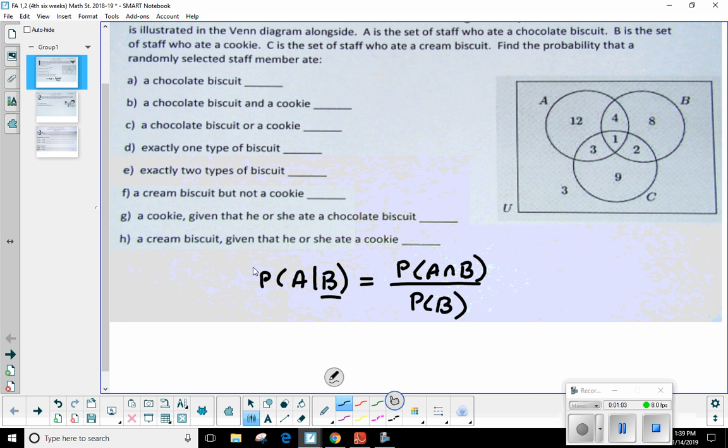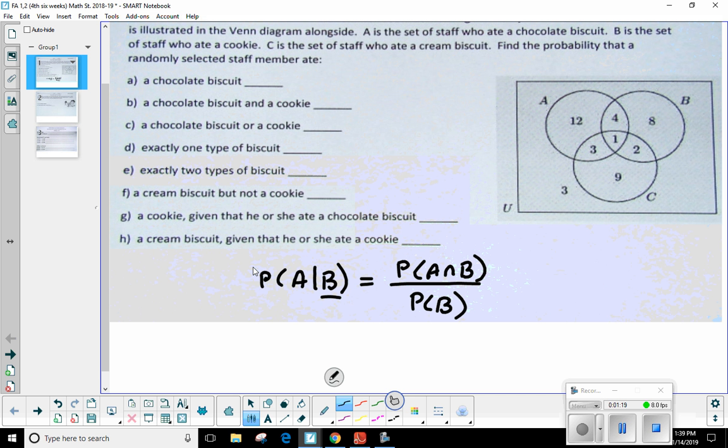All right, so before I turn you loose, I'm going to give you a little bit of time because I'd like you to try this on your own. Probability was kind of a big issue for a lot of people, and I want to give you the opportunity to practice it. Then we'll come back and we'll check all of our answers.